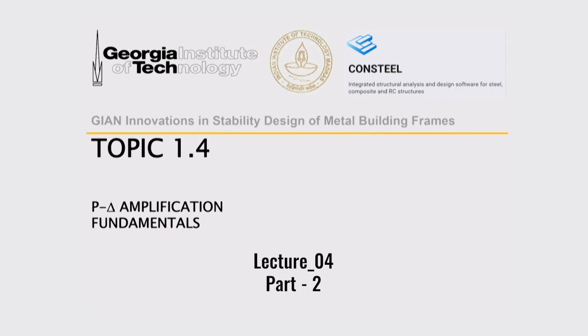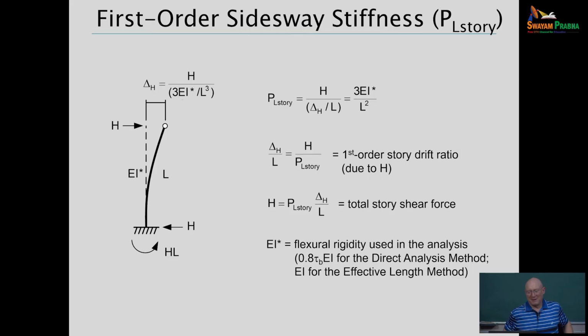We're going to start with the most basic side sway case. There's nothing more basic than a cantilever, right? So if we take a cantilever column, again we've got an EI star, because in the Americas we like to play around with EI and put reductions on it.